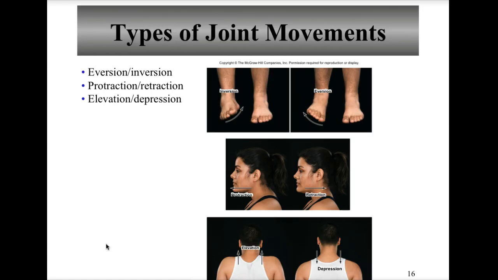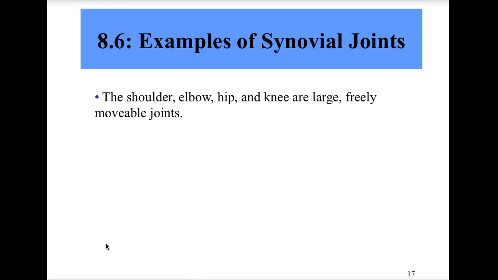You do also have, really quick, protraction, retraction, and then you have, in the diagram there, elevation and depression. I forgot those two. Elevation is raising a part, such as shrugging the shoulders, and depression is lowering a part, such as depressing the mandible. So those are types of joint movements.